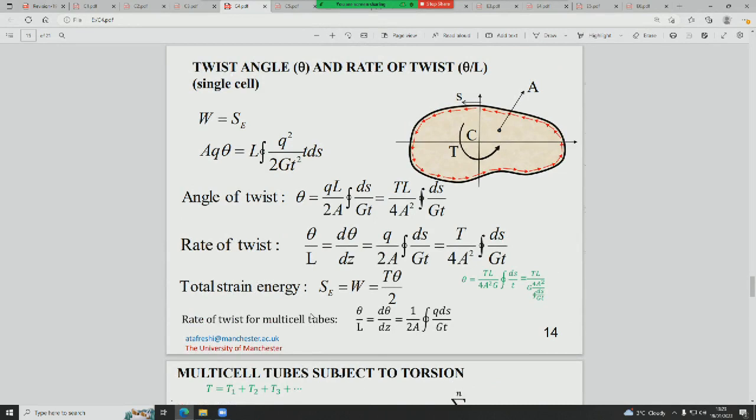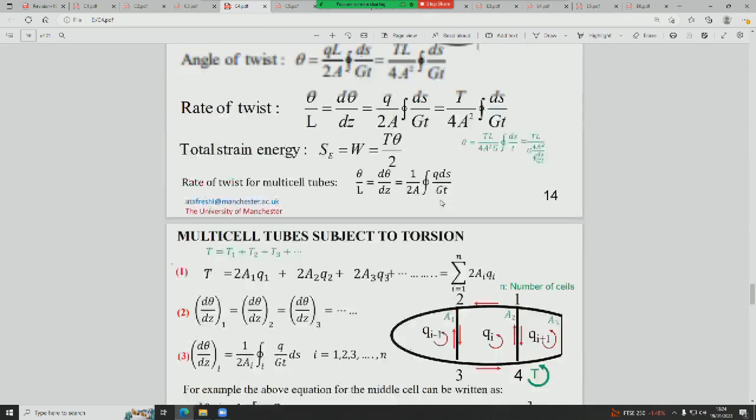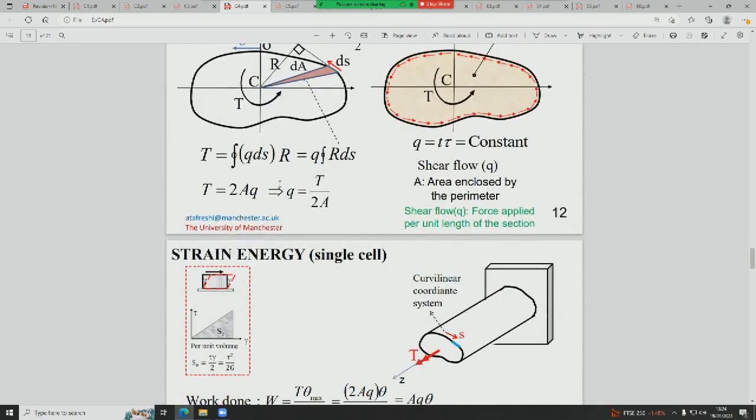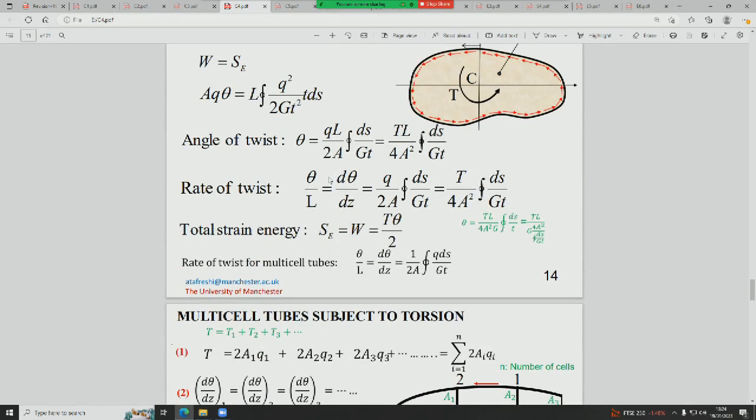For a single cell, the shear flow is constant, but when it comes to multi-cell, when we apply the torque, each cell is made of different materials, different cross-section, different area enclosed by the perimeter. Therefore, we cannot use the same equation we had for a single cell tube. For a single cell, we have T equal to 2Aq, the torque is equal to 2 times the area enclosed by the perimeter. We use this equation to find the rate of twist. You can see q is located outside, T is located outside. I can use these two equations provided it's a single cell.